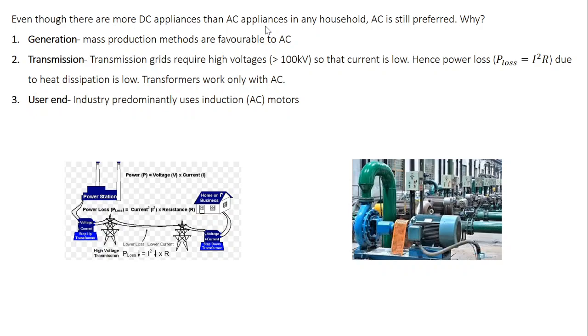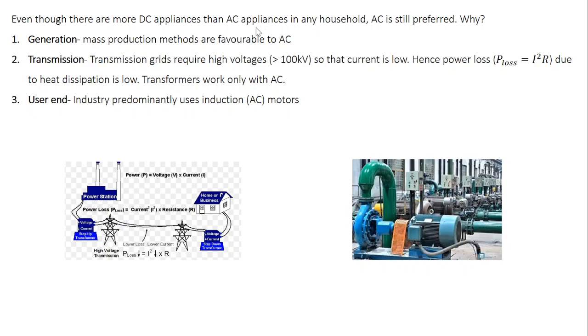Now, some of you may be wondering, the power supply in our home is an AC power supply, right? Typically, it's around 230 to 240 volts at 50 hertz. In 1 second, it changes direction 50 times. And all the appliances in our home are connected to this AC power supply. So we may be thinking that all the appliances are AC appliances, but that's not the case.